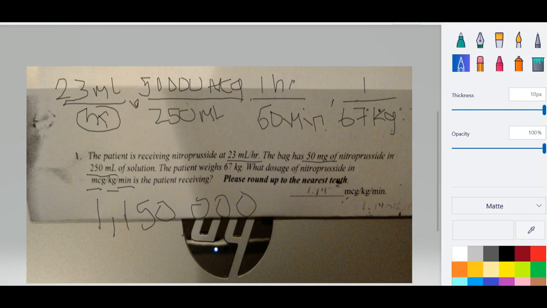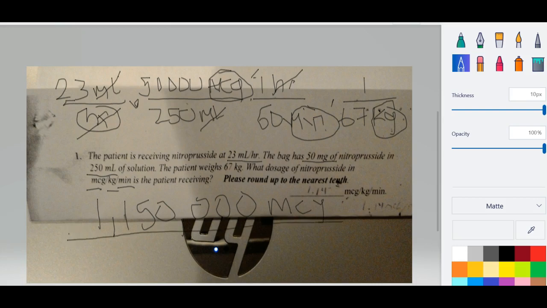Well, let's start eliminating our units. So we can get rid of mLs like that. We can get rid of hours like that. That'll leave us, if we get rid of all that, with micrograms, kilograms, minutes. Okay? So this up top is micrograms. So this is 1,150,000 micrograms. Okay?